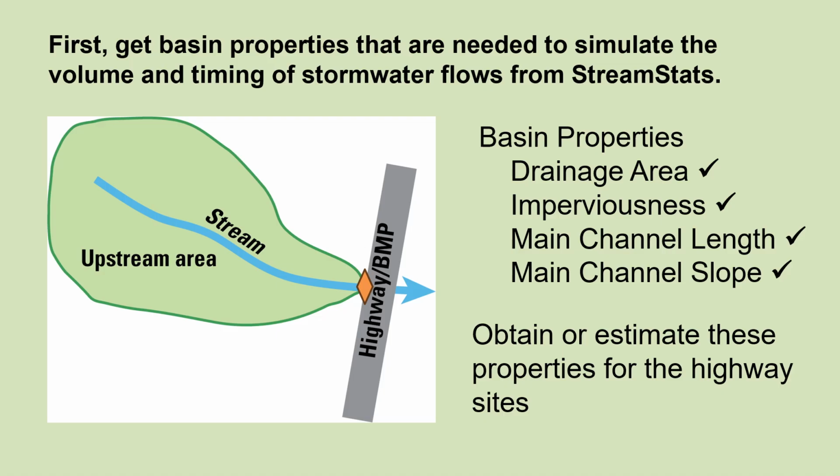So this figure shows a hypothetical site where we've got a highway discharge into a stream, and that stream, of course, has a drainage area that we call the upstream basin. So the basin properties that we need are the drainage area itself, the imperviousness, the main channel length, and main channel slope. And we can easily get those basin properties from StreamStats for the upstream basins. These properties also need to be obtained or estimated for the highway site.